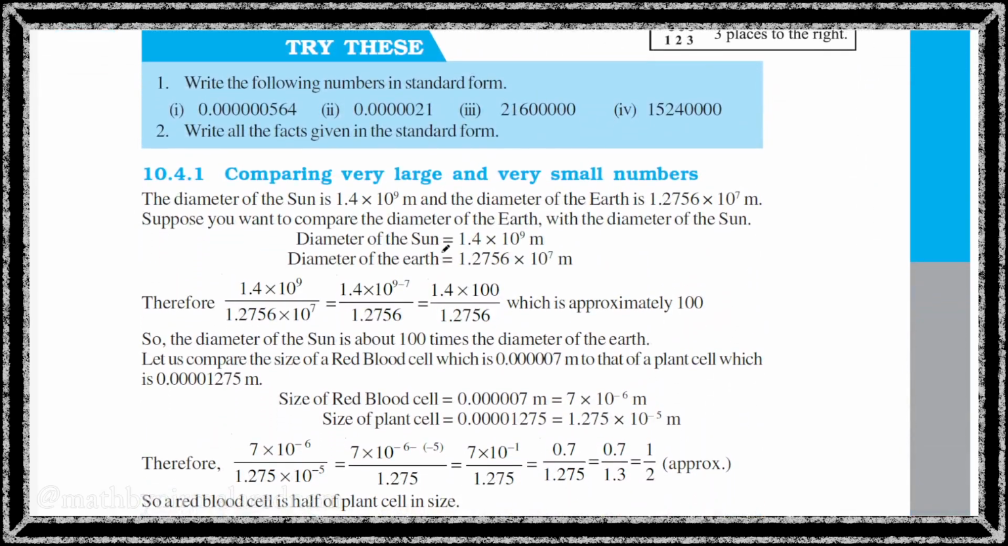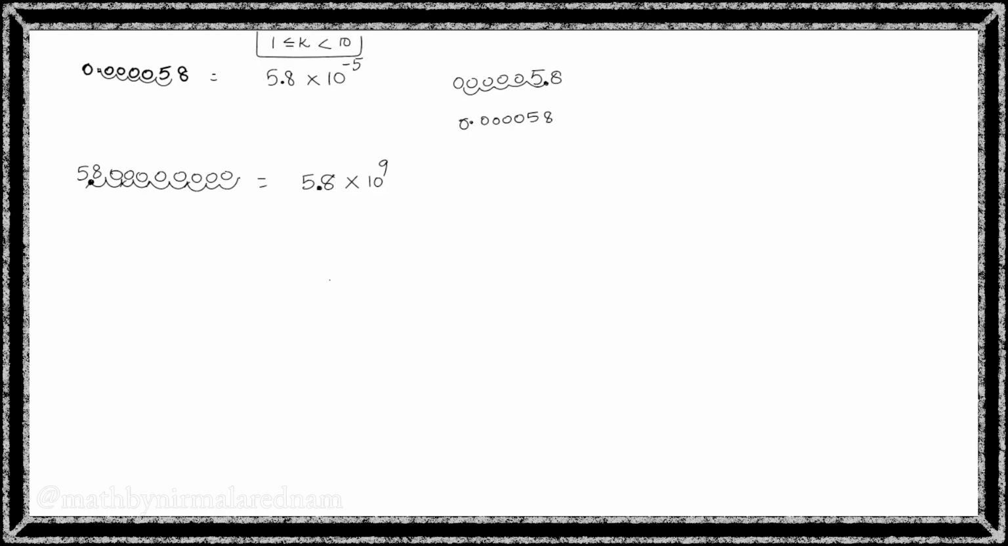So let's look at the try these question. Write the following in the standard form. Okay, so let's take it up on the whiteboard. The first one that they are asking is 0 point, I have 6 zeros, 1, 2, 3, 4, 5, 6, and after that 5, 6, 4.